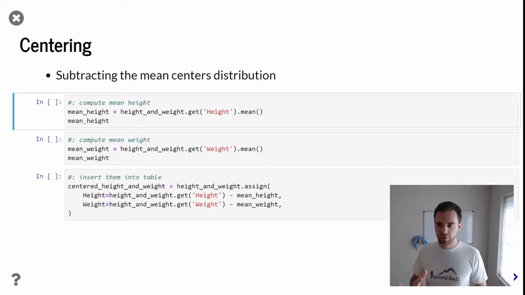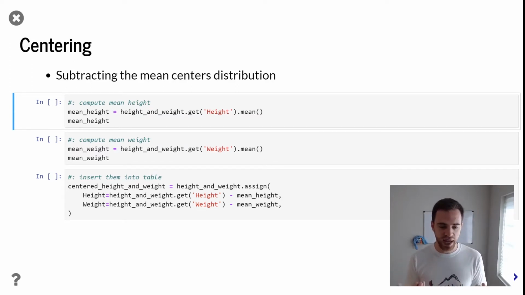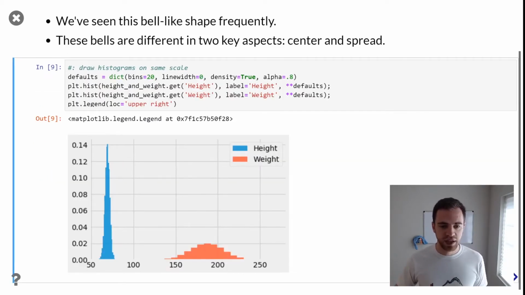So it turns out that we have a procedure for taking these two distributions and removing what's different about them, meaning where they're centered and how wide they are. And after I account for those two things, the distributions will be pretty much exactly the same. They'll overlap. So to account for the centering difference, I'm going to do what's called centering the data, meaning I'm going to remove any information about where the distribution is centered. And I can do that by subtracting the mean.